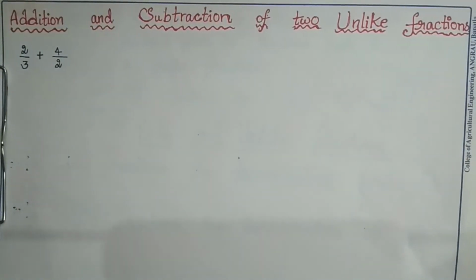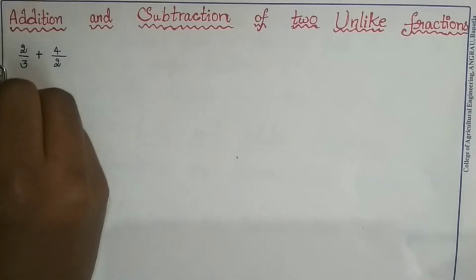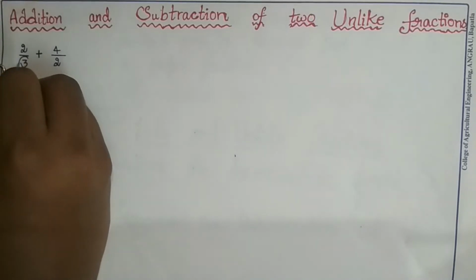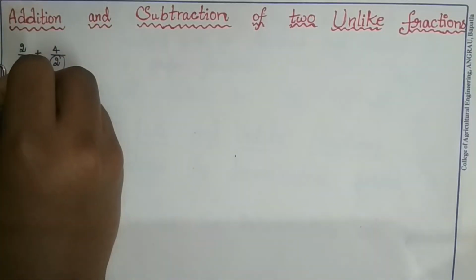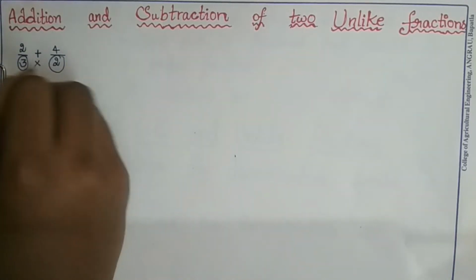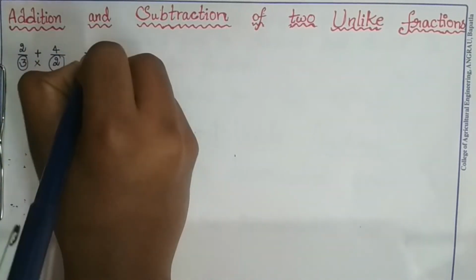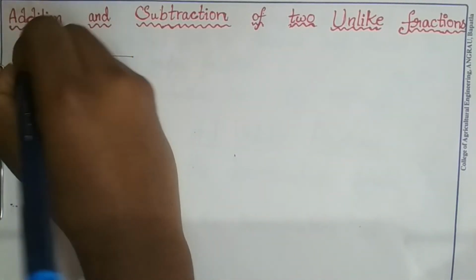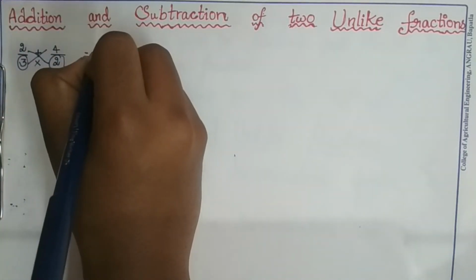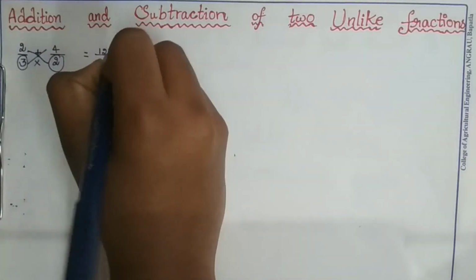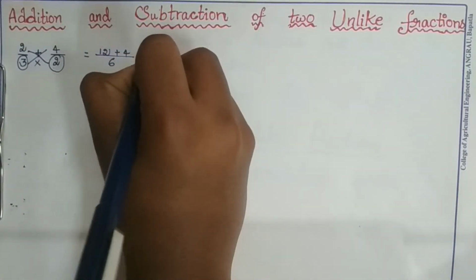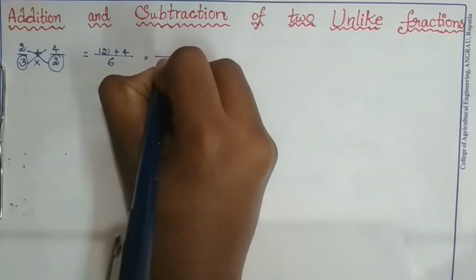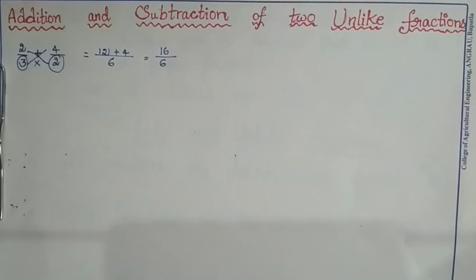Addition and subtraction of two unlike fractions. Let us see. So 2 by 3 plus 4 by 2. One simple method I will tell. We have to multiply these two denominators. What does it come to? 3 2s are 6. And we have to do cross multiplication. So 3 4s are 12 plus 2 2s are 4. 12 plus 4, 16. So it is 16 by 6.